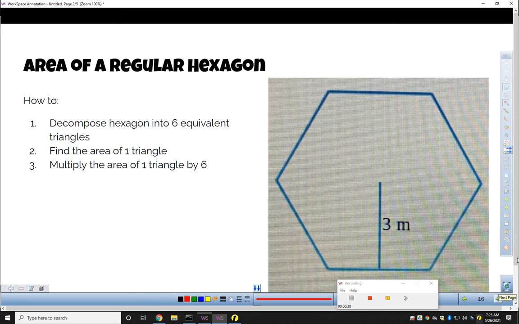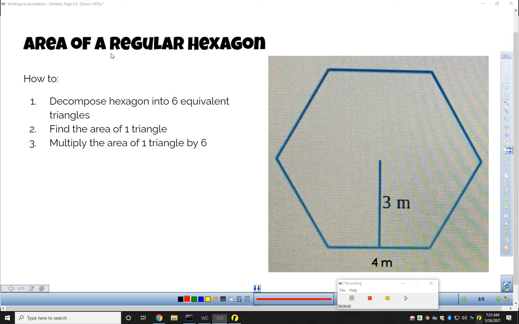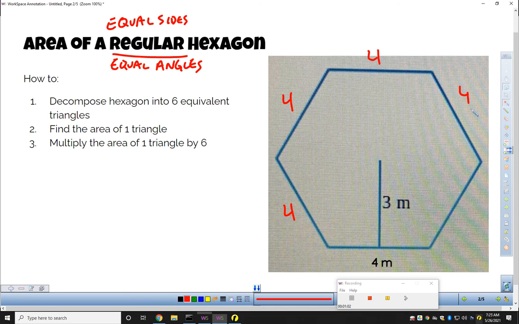So this first problem here, the area of a regular hexagon. Regular meaning equal sides and equal angles. This picture shows a regular hexagon, right? That means that every single one of these six sides has a length of 4 meters.